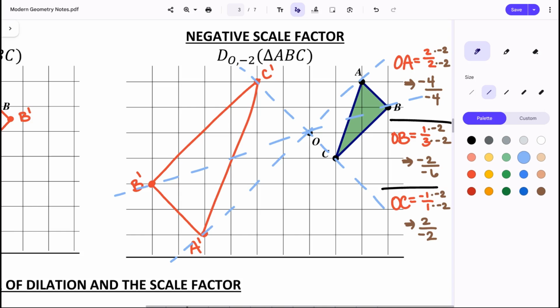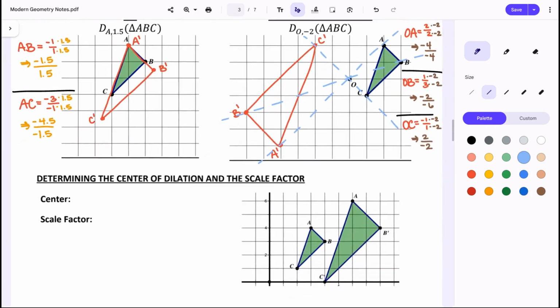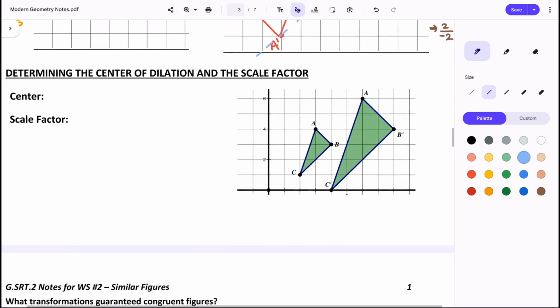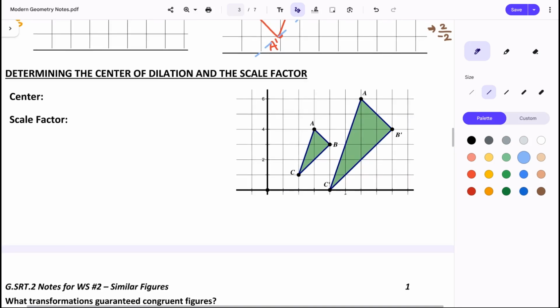Questions on that negative scale factor problem? Okay, so we've got one last thing to do down here. And this is looking at two shapes that have already been dilated, and they want you to figure out where's the center point that they were dilated around, and then also what is the scale factor? So what did they do to the shape to make it get bigger or smaller?